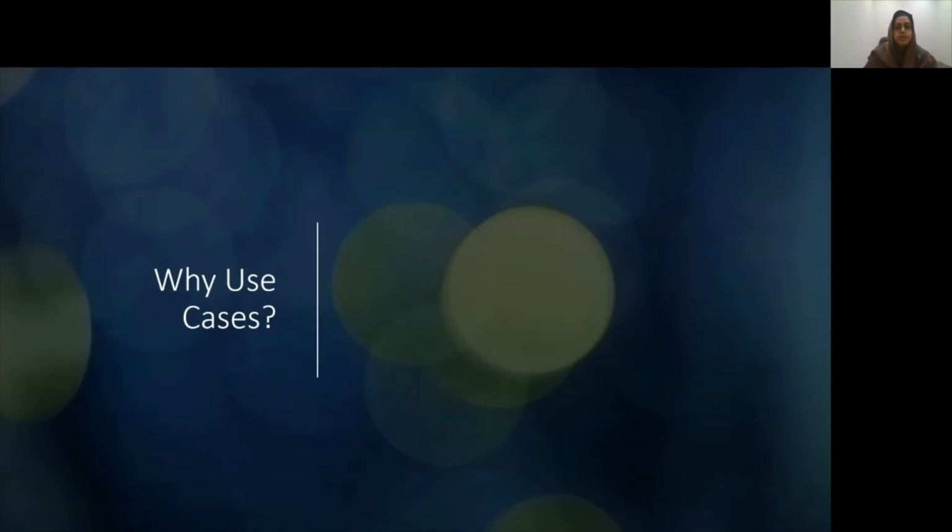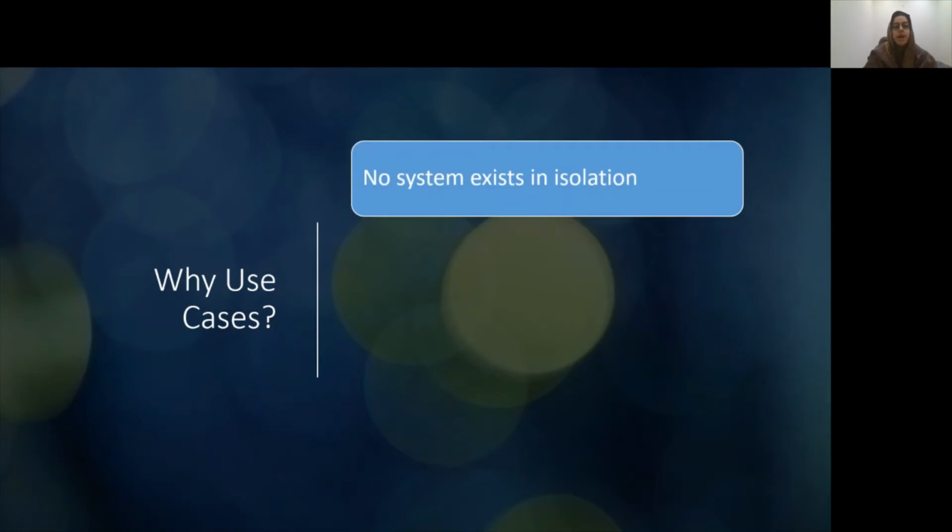The question arises, why do we actually need use cases? Why do we need to write such long stories and scenarios? What are the benefits of having these use cases in the first place? So the very core reason is no system exists in isolation. That means no system at all exists completely on its own. One way or another, all systems rely on pre-designed libraries, APIs, or even external systems as well. So, in order to have a clear representation of these interactions, we take help from use cases.